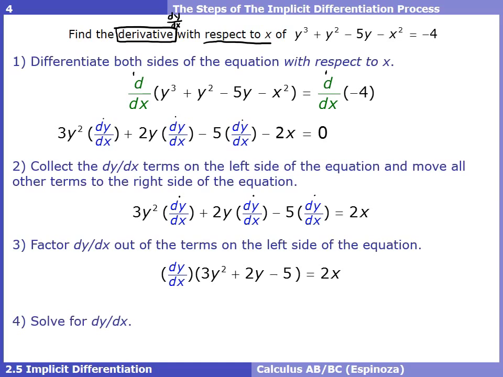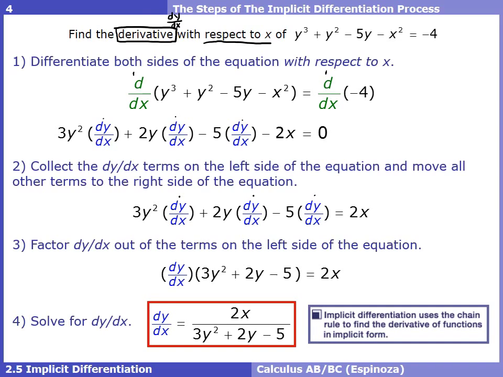The last step is always going to be the same. Once you factor out that dy dx, we need to solve for dy dx. And since you factored it out of all the terms, we're left with a multiplication. And to undo that multiplication, we need to divide. So we need to take that 3y squared plus 2y minus 5, divide it to the other side, and that's the answer. Our slope machine, our derivative, is 2x over 3y squared plus 2y minus 5.